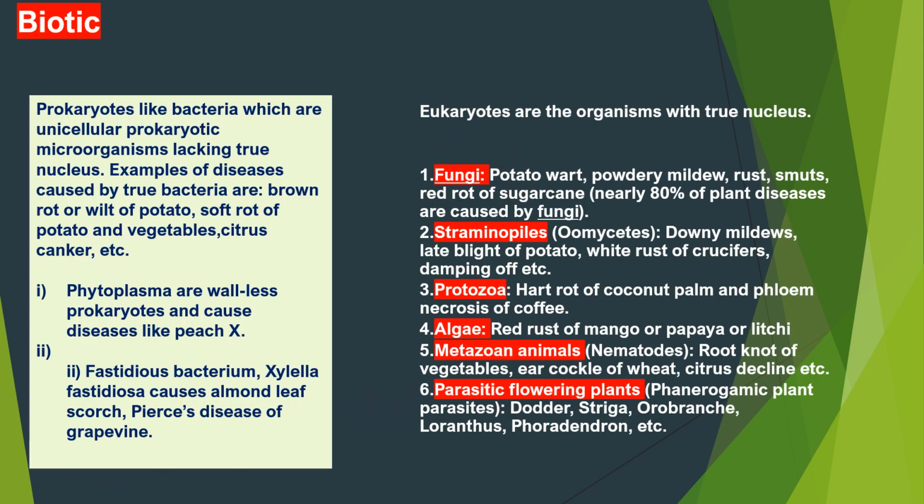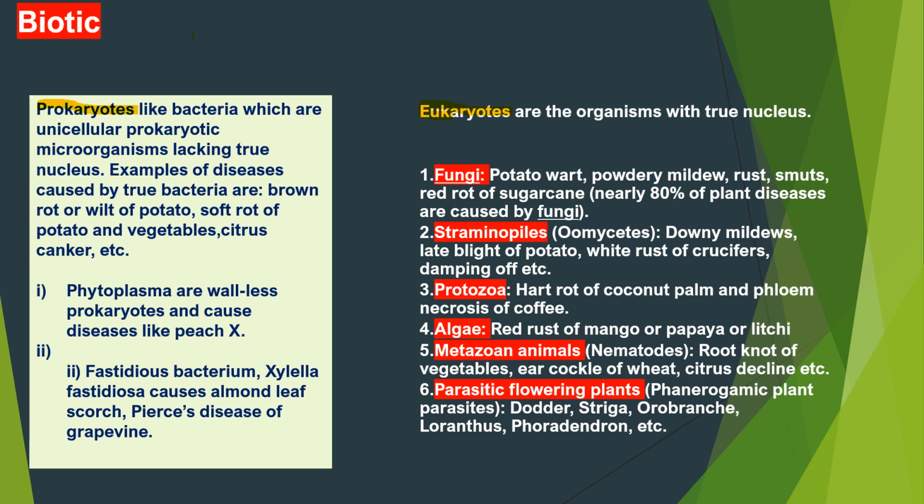Then comes the biotic cause, or we can say the biotic causes of plant diseases. Biotic causes can be divided into two main types: the prokaryotic and the eukaryotic. When we talk about prokaryotic, we know that bacteria and bacteria-like organisms are unicellular and do not have a true nucleus. They are all prokaryotes, and they cause several diseases like bacterial canker and bacterial blight disease on plants.